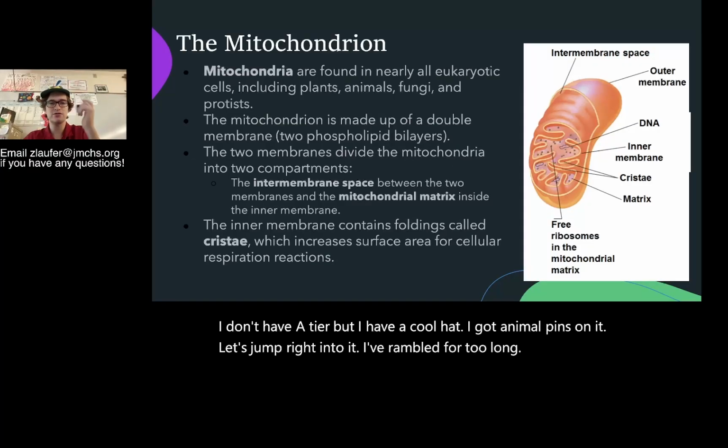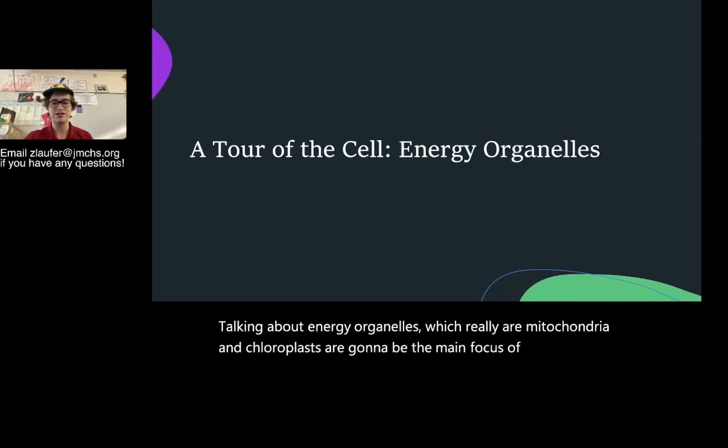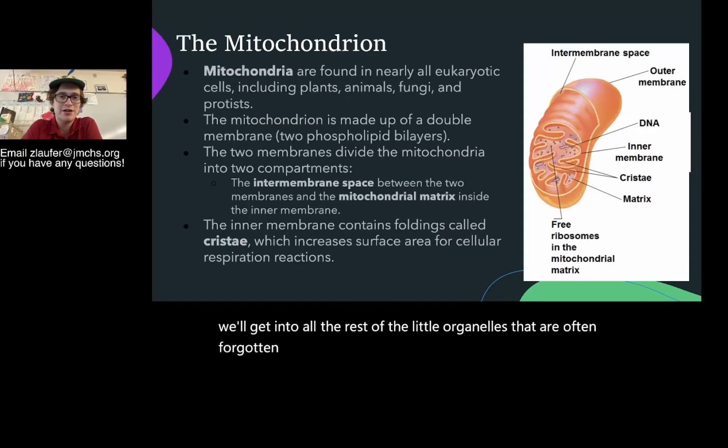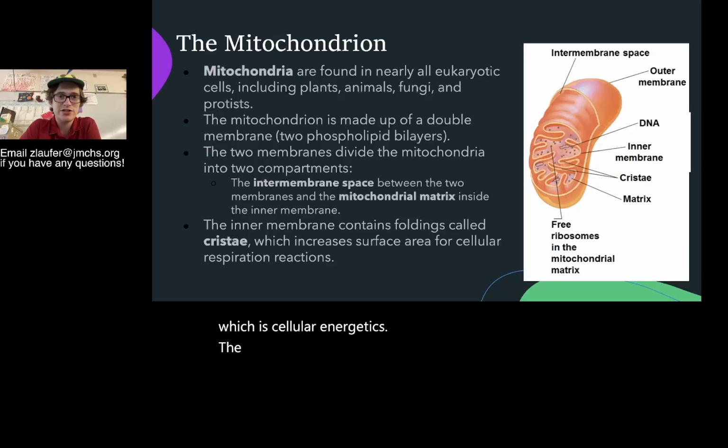Talking about energy organelles, which really are mitochondria and chloroplasts, are going to be the main focus of this. And then we'll get into all the rest of the little organelles that are often forgotten. So, mitochondria. Probably all of you know in general what this does. We'll spend a ton of time with it in the next unit, which is cellular energetics. The mitochondria, though, it's the powerhouse of the cell, I'll say the line.